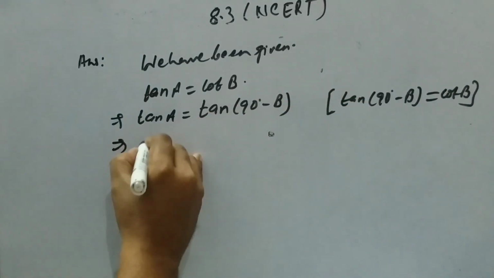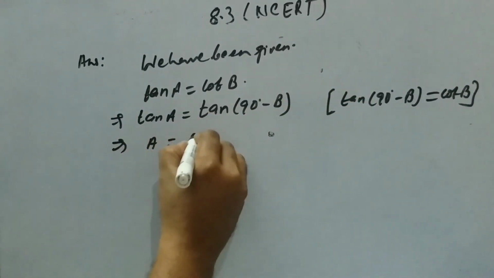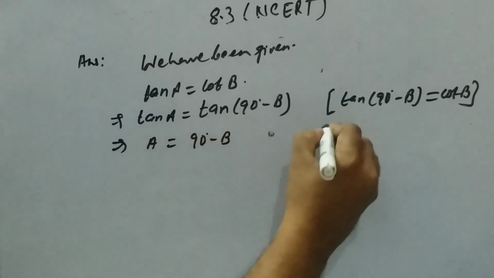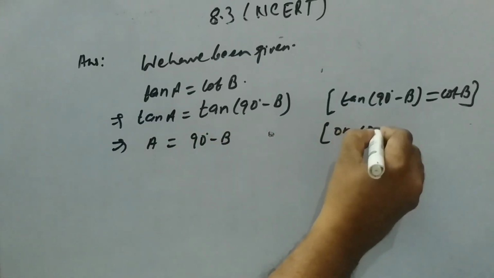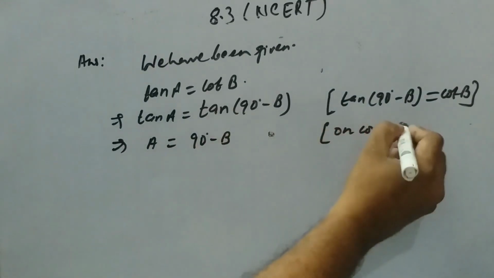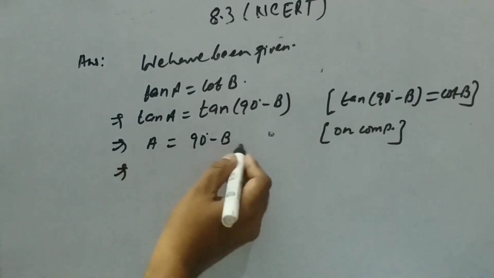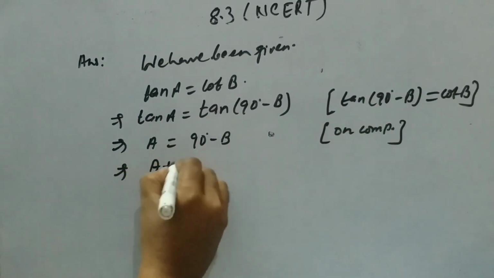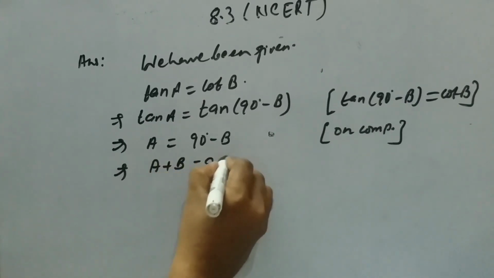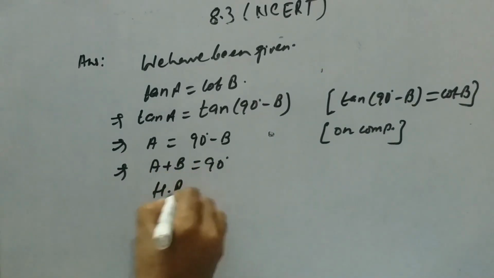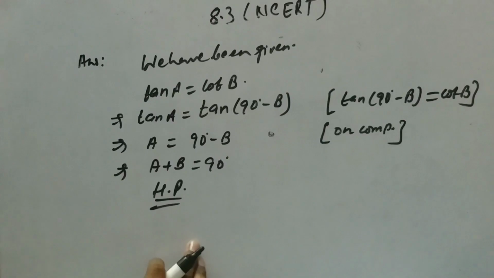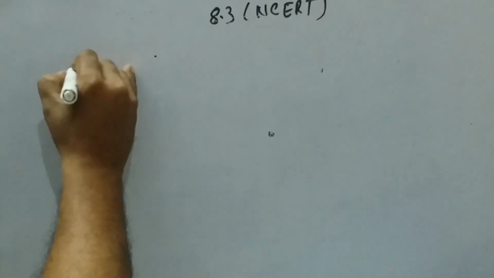and after comparing, A is equal to 90 degree minus B. On comparing and bringing B to the left hand side, A plus B equals 90 degree, and so on. And this is the requirement. Okay, now answer number 5.